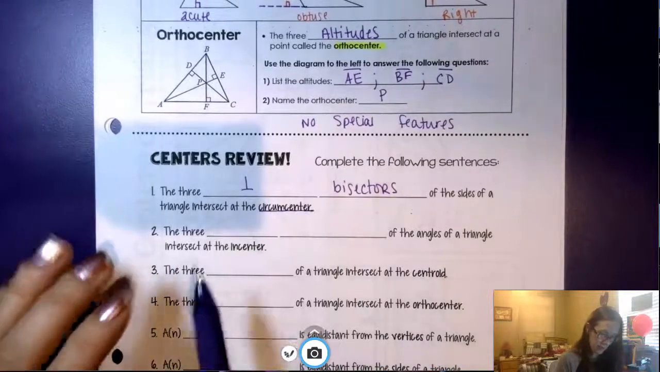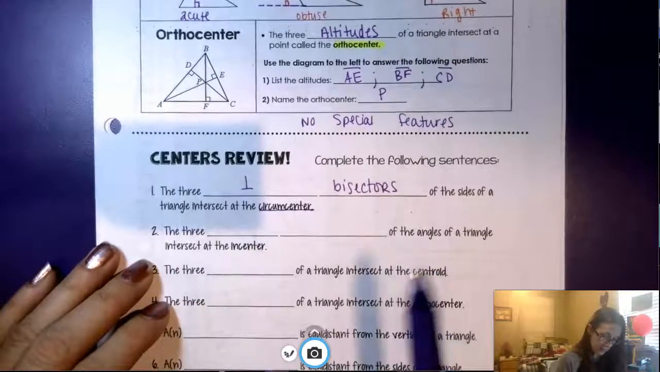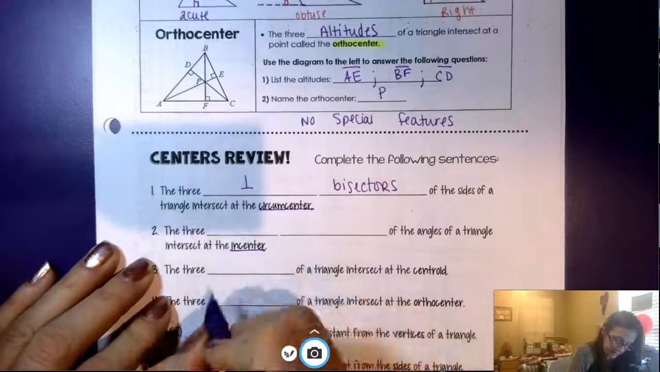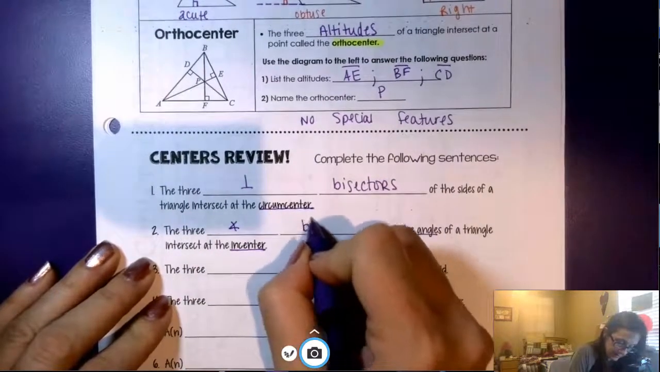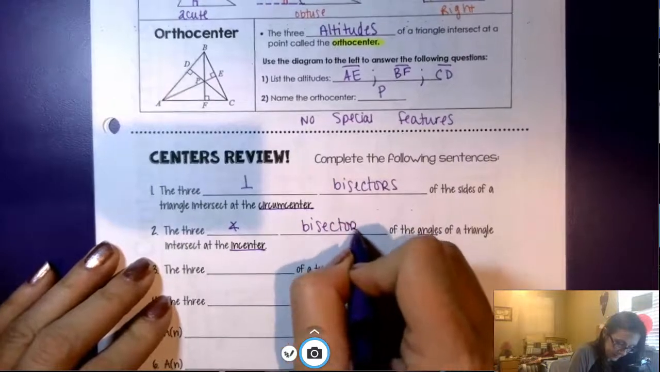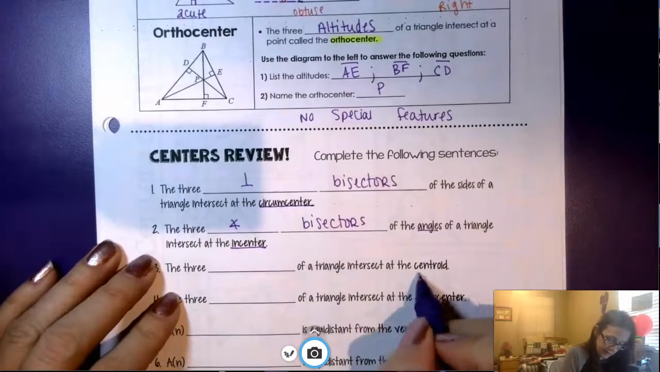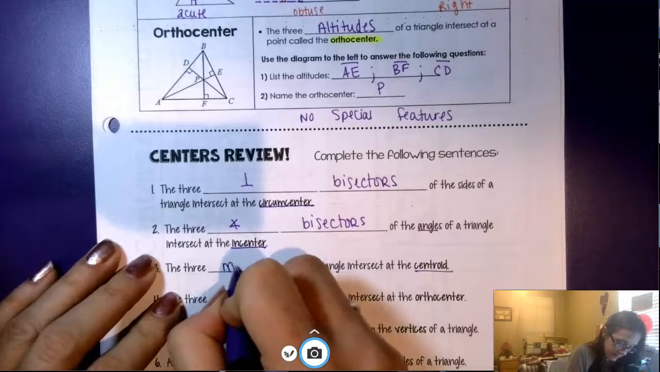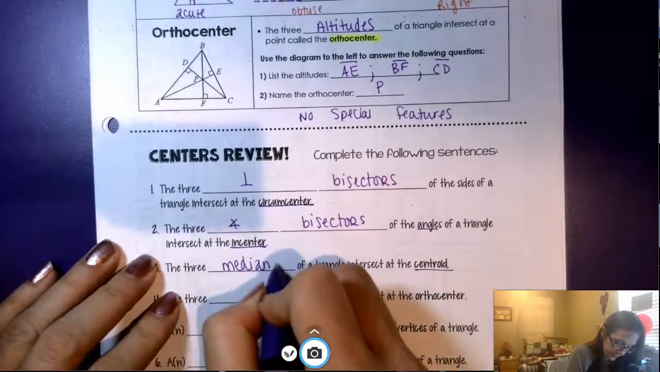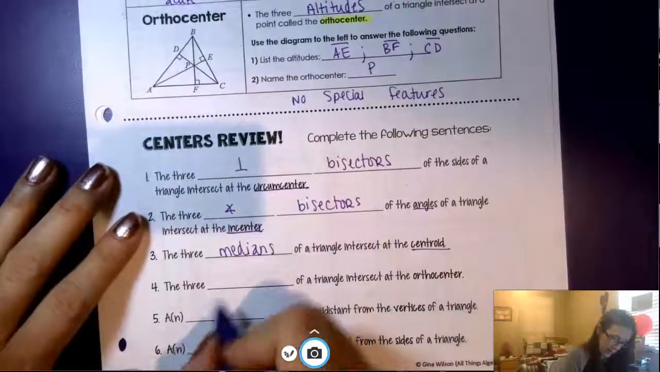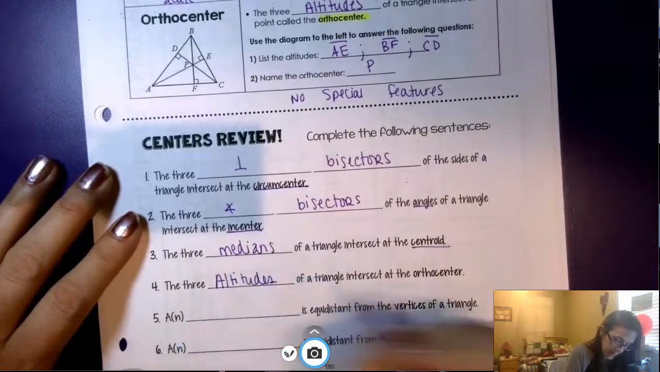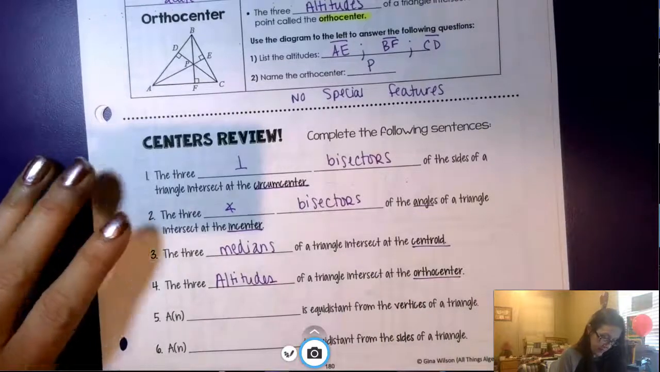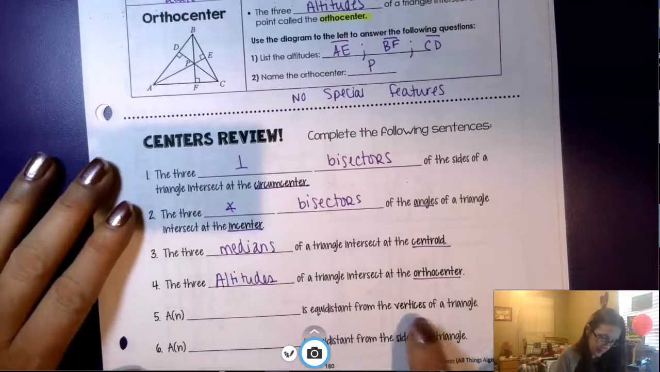your notes? The three blank of the angles of a triangle are at the incenter. Angles. It's going to be my angle bisectors. The three blank intersect at the centroid, the three medians. The three altitudes intersect at the orthocenter, and a blank is equal distance from the vertices.